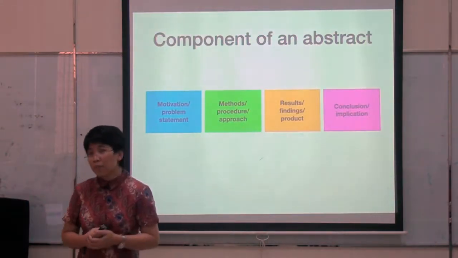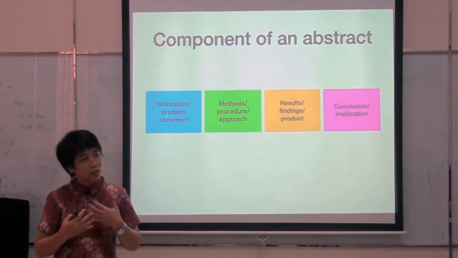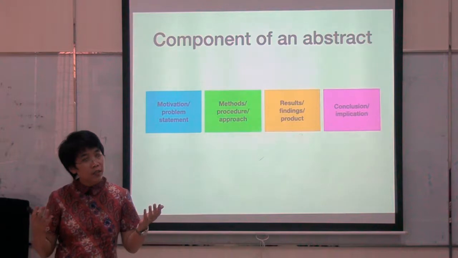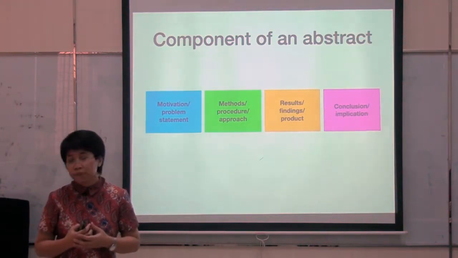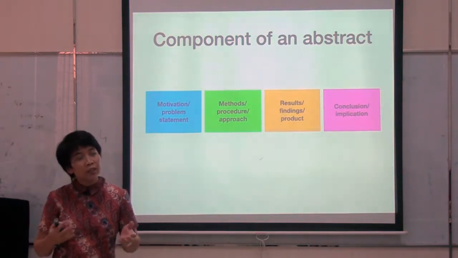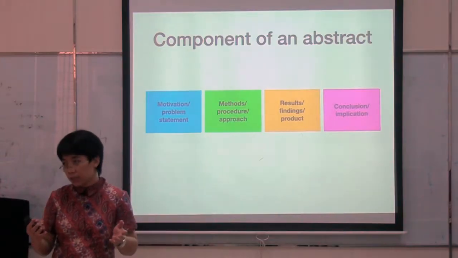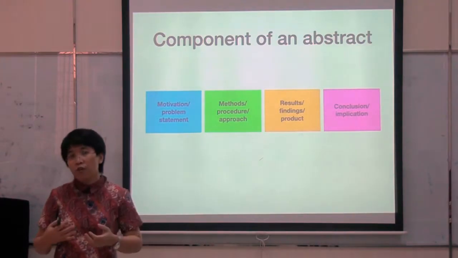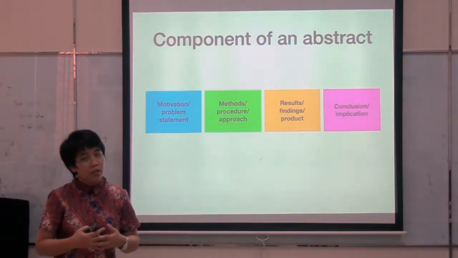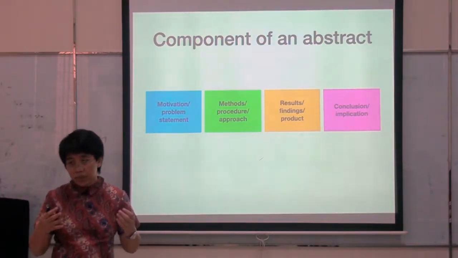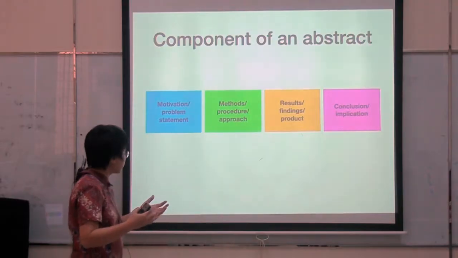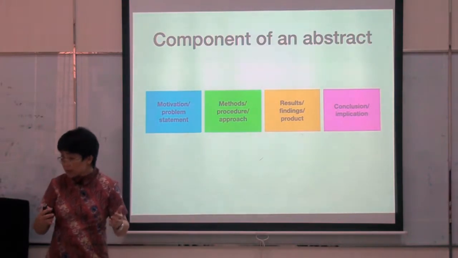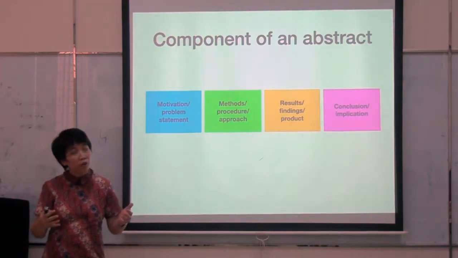Now, we are coming to the second question about the abstract. What are the components of the abstract? Because this is the summary of the research article, usually we have four components in the abstract that represent, first, the motivation or problem statement. The second one is about the methods or procedure or approach.